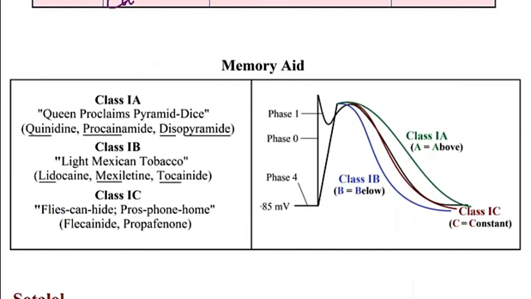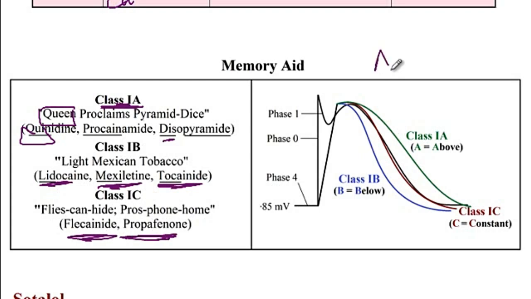So here I have a memory aid for you to remember the features of class 1 antiarrhythmics. For class 1A, memorize this sentence: Queen proclaims pyramid dice. So the medications of class 1A include quinidine, proclaims goes for procainamide, and pyramid dice goes for disopyramide. And then for class 1B, the memory aid is light Mexican tobacco. So we have lidocaine, mexiletine, as well as tocainide. And then for class 1C, the memory aids are flies can hide, and pros phone home. So flecainide as well as propafenone are medications of class 1C.